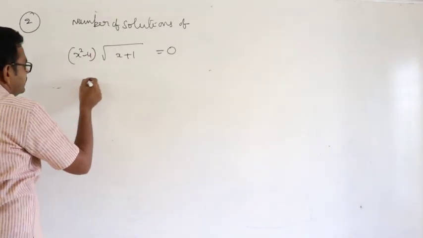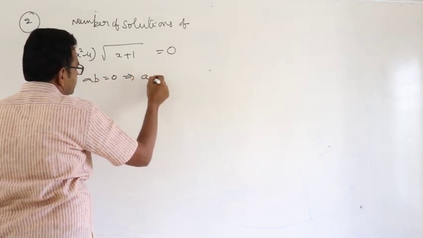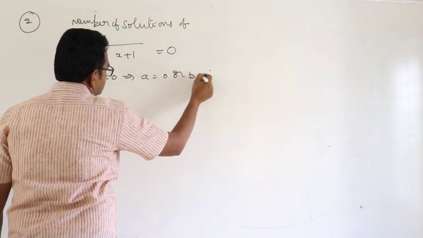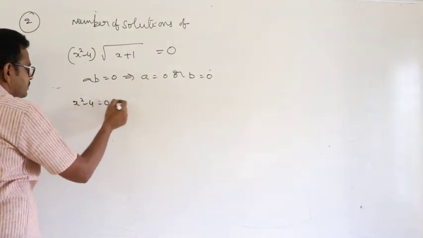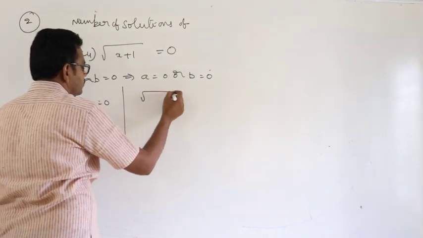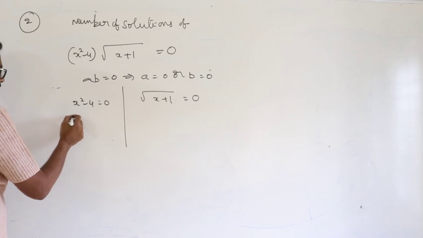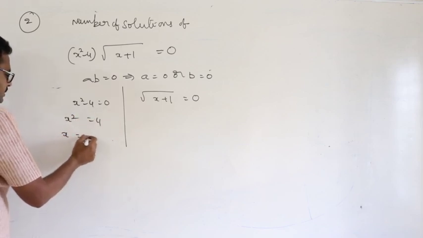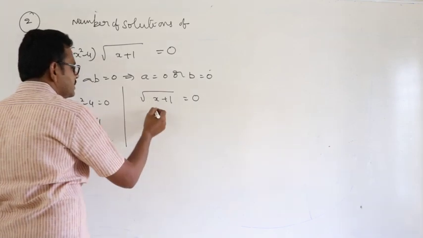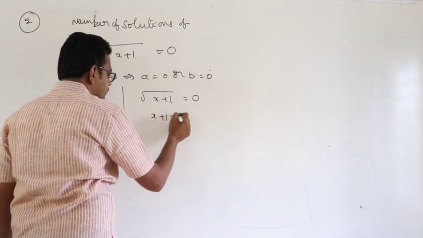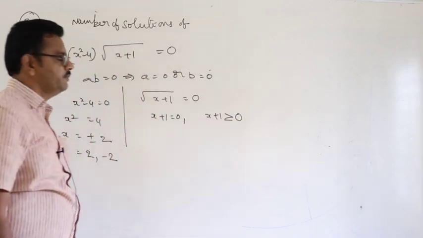So, in the same way, AB equal to 0 implies A is equal to 0 or B is equal to 0 or both are zeros. So, x square minus 4 is equal to 0 and root of x plus 1 is equal to 0. So, x square is equal to 4, x is equal to plus or minus 2, that is 2 comma minus 2. And by squaring, x plus 1 is equal to 0, and x plus 1 is greater than or equal to 0, then only it is defined.